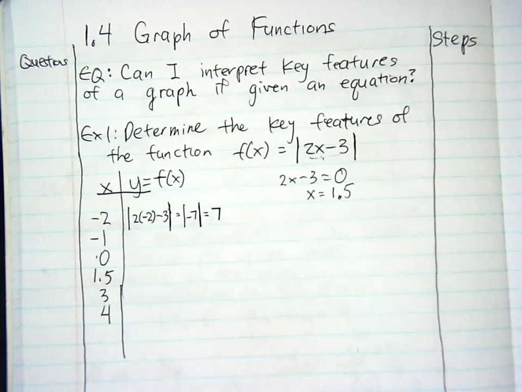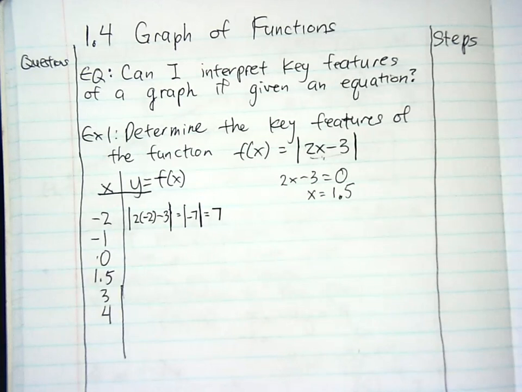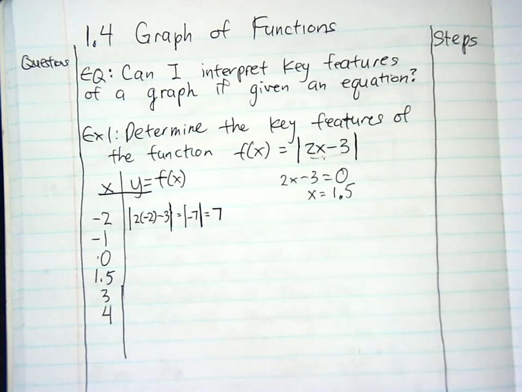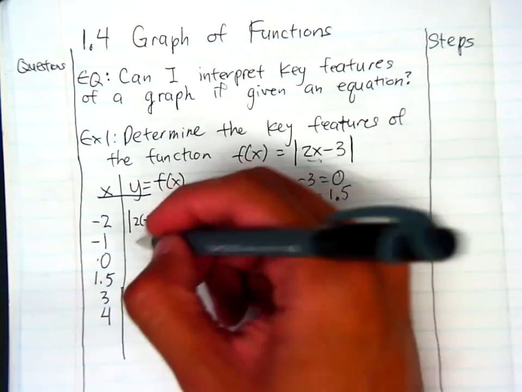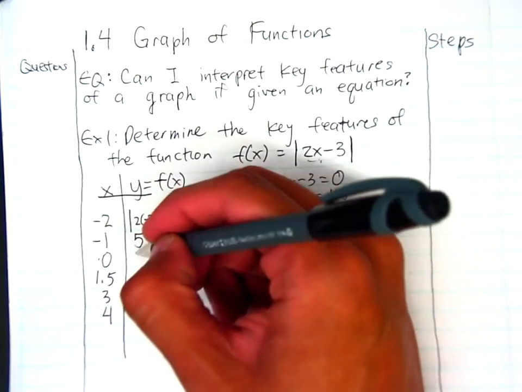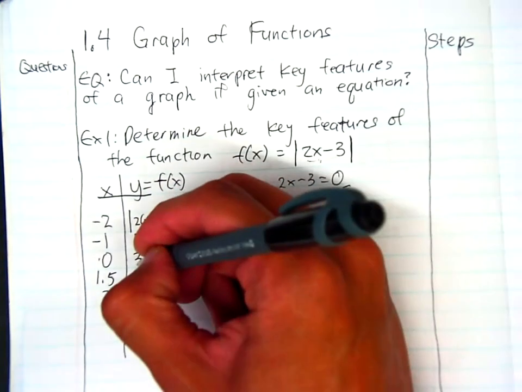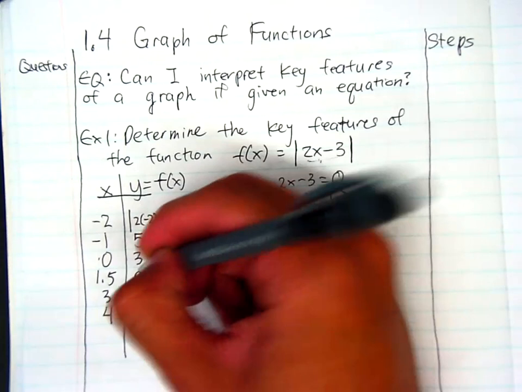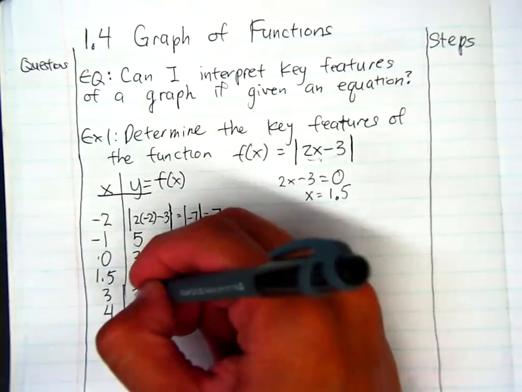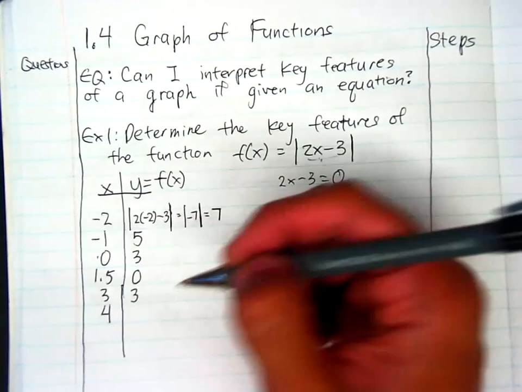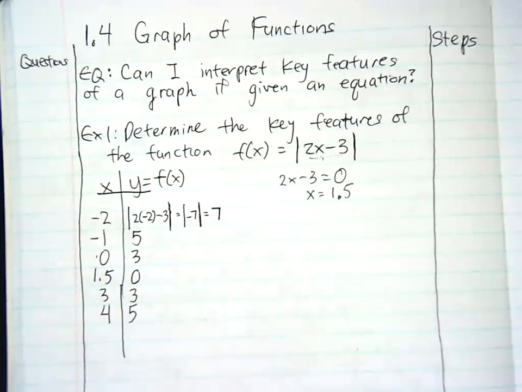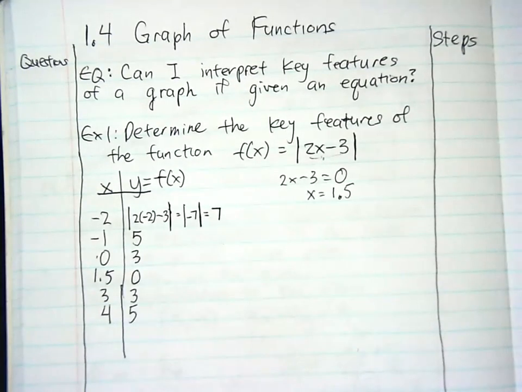Okay? So if I plug in all the other values, I'm not going to spend too much time because I know you know how to plug in. -1 is 5, 0 is 3, 1.5 is 0, 3 is 3, and 4 is 5. Okay? So now I'm going to go ahead and graph.